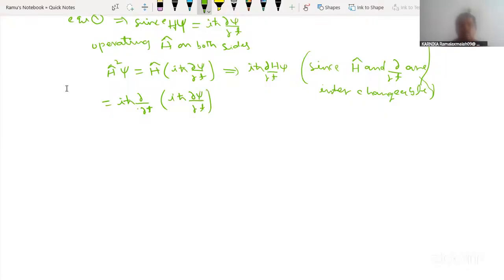So next, H²ψ is equal to minus ħ² ∂²ψ/∂t².